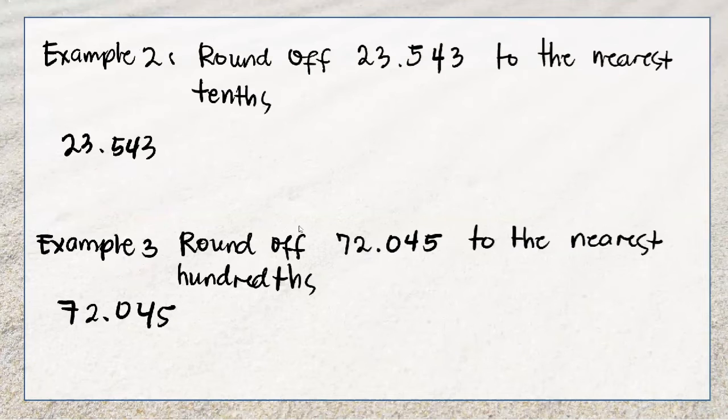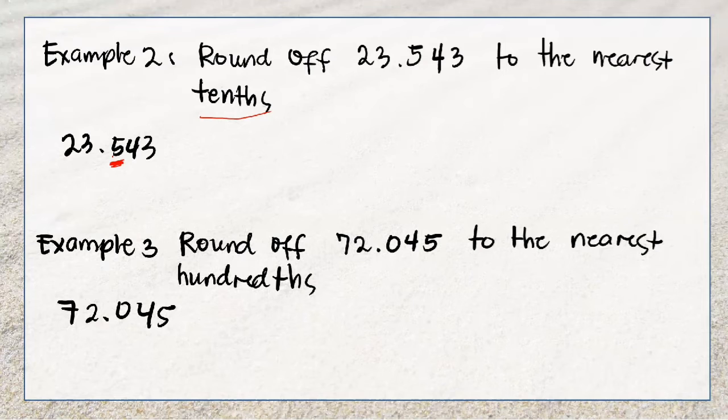For example number 2, we are going to round off 23.543 to the nearest tenths. So now, we are going to identify the place value, which is the tenths. Therefore, we are going to round it off to the nearest tenths. After this, we identify the digit of the place value tenths. So the digit is 5. This is the digit that we are going to round off.